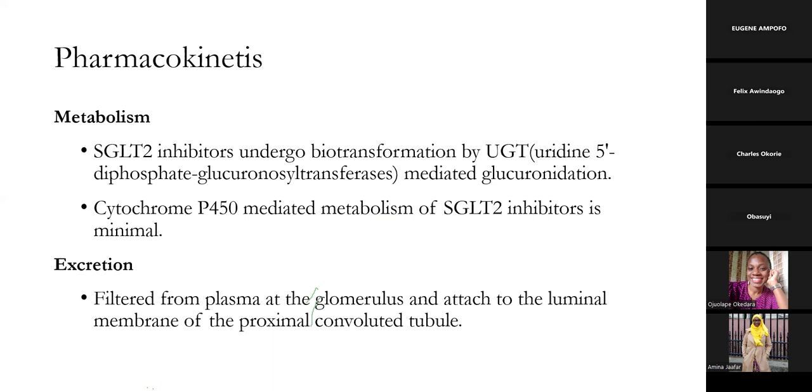Okay. So they actually undergo transformation by glucuronidation. Okay, that's how they are glucuronidated and then excreted out of the body. Okay, and it is thought that there's a cytochrome P450 mediated metabolism, which is very minimal, but a lot of it undergoes biotransformation, filtered from plasma at the glomerulus, and that is where it actually attaches to the lumen. So you need to have a functioning kidney for SGLT2 to work effectively.